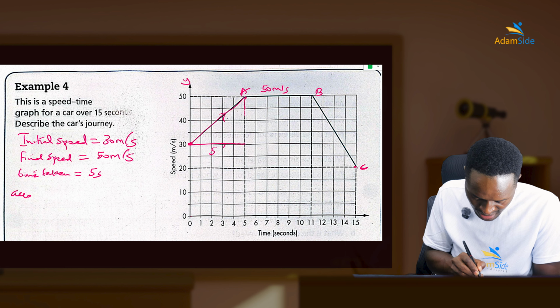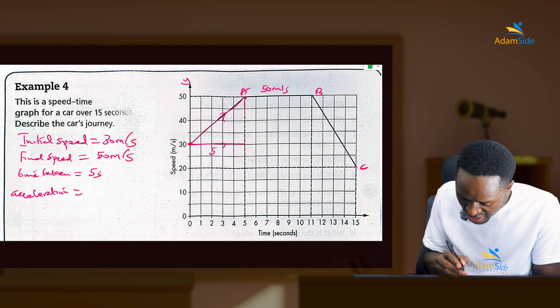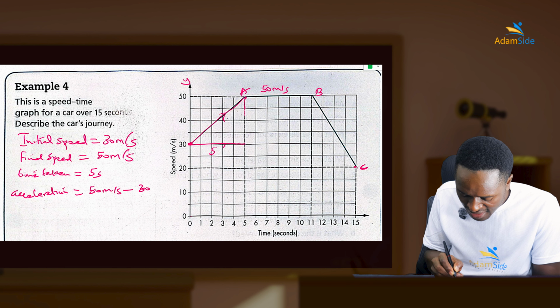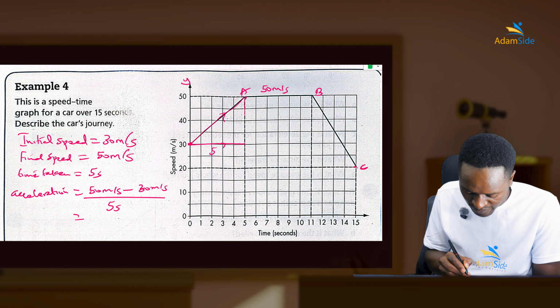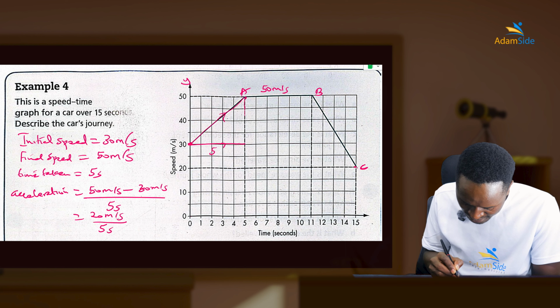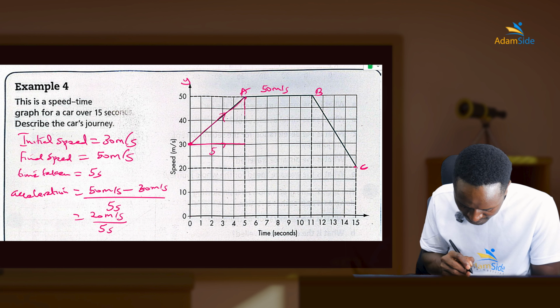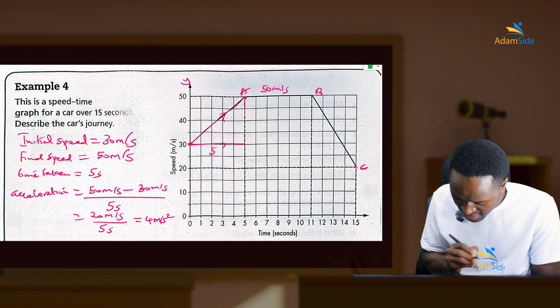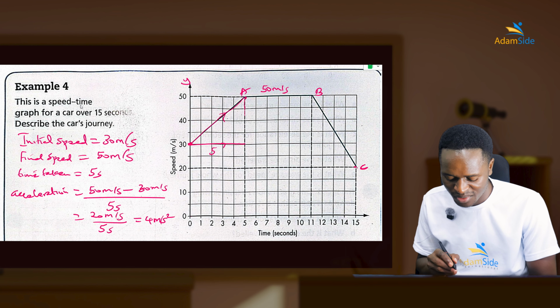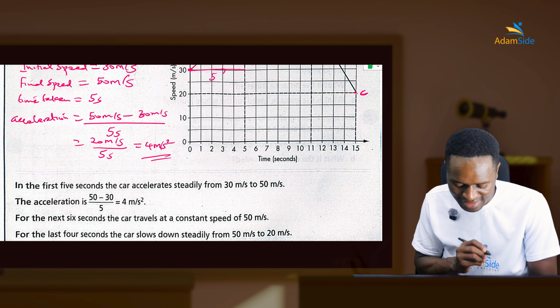And we know the rate at which speed changes per given time is called acceleration. Therefore, acceleration is equal to final speed, which is 50 meters per second, minus 30 meters per second, divided by the time taken. So that will be 20 meters per second divided by 5 seconds. What do you get? In this case, you get 4 meters per second squared. This is what we get, acceleration.